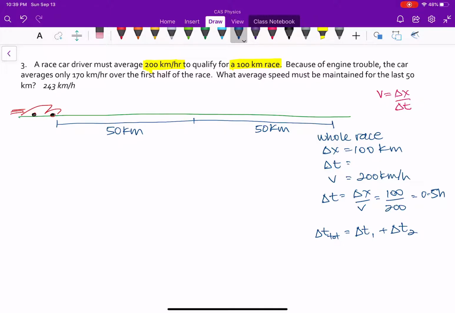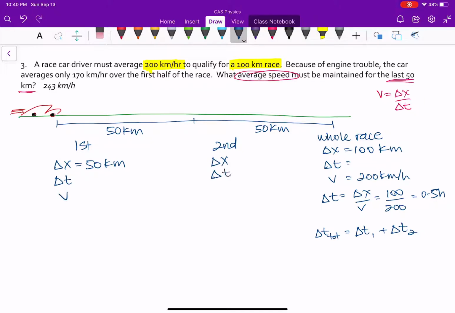What it's actually asking us for is what's the average speed for the last 50 kilometers, okay? That's what we want to know. So we're interested in the average speed here. So we're going to break this down into the first half and the second half, right? The first half we know is a distance of 50 kilometers. So I'm going to write my variables. You're going to see me do this over and over again.